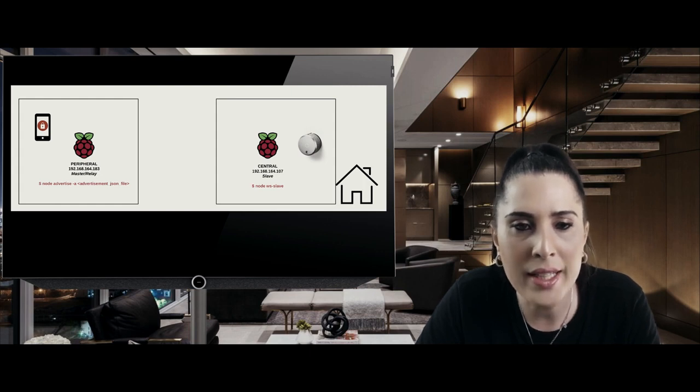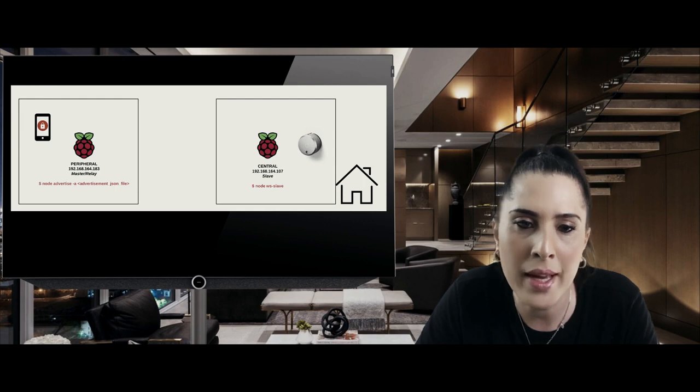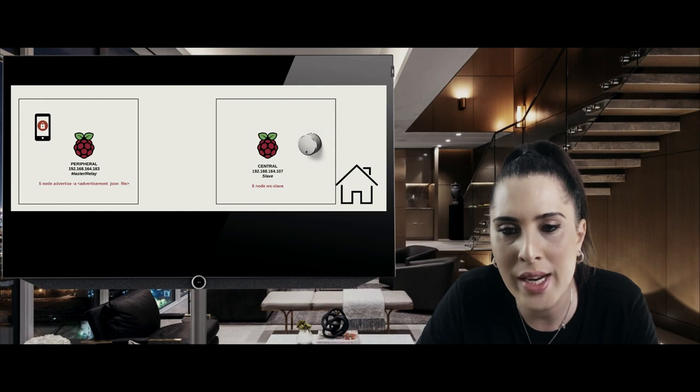The central Pi is 192.168.164.107. That's my slave in essence. So you're going to actually be running the command node WS slave, and that will again be the central Pi right next to the lock.